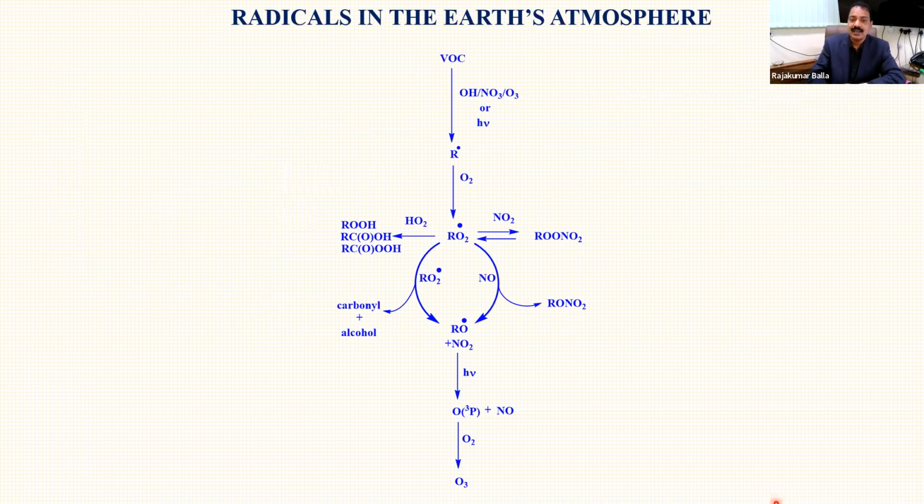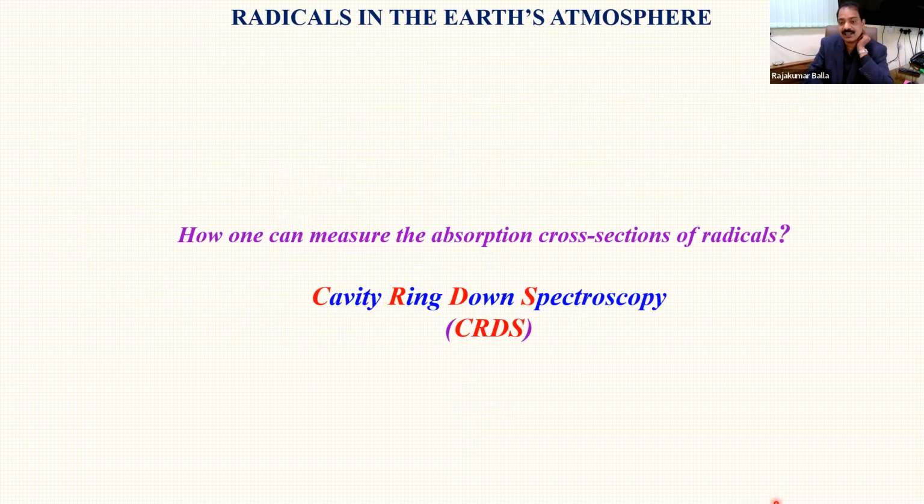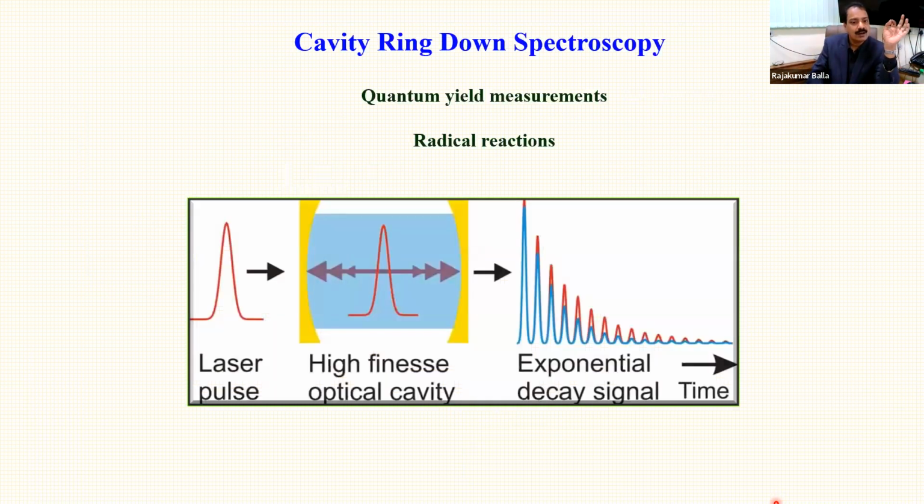And another thing is, as I told you, these radicals, how do we probe these radicals? You need another spectroscopic technique. That spectroscopic technique is cavity ring-down spectroscopy. And here you can do kinetics, you can do the absorption cross-section measurements, and many things you can do. It's one of the wonderful, finest tools. And you see this? This is a simple spectroscopic technique, but most complicated to handle.